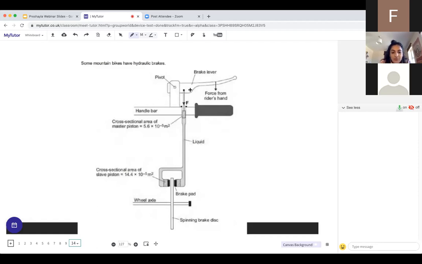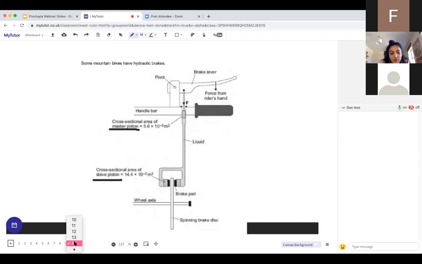So it works with the force from a rider's hand pushing down a master piston through the liquid. As it pushes the liquid through, that creates a pressure, and then it pushes another piston called the slave piston. So we have the master piston, then the slave piston. We've been given the areas of both, 5.6 times 10 to the minus 5 and 14.4 times 10 to the minus 5. So the difference in area with the same force creates a difference in pressure. This difference in pressure allows for the brakes to be applied.